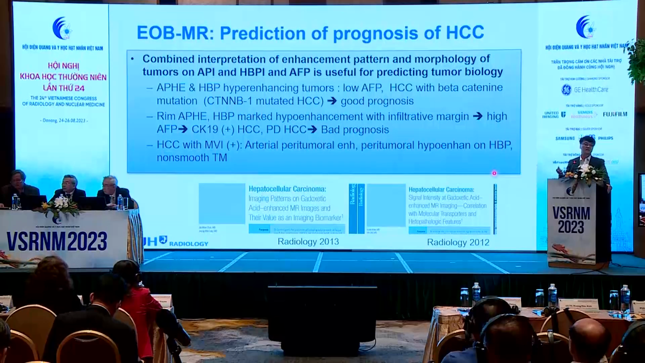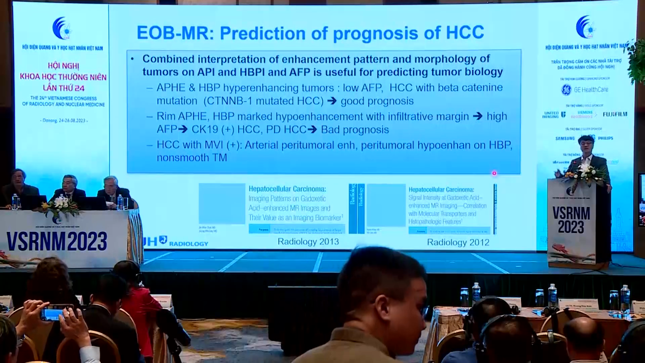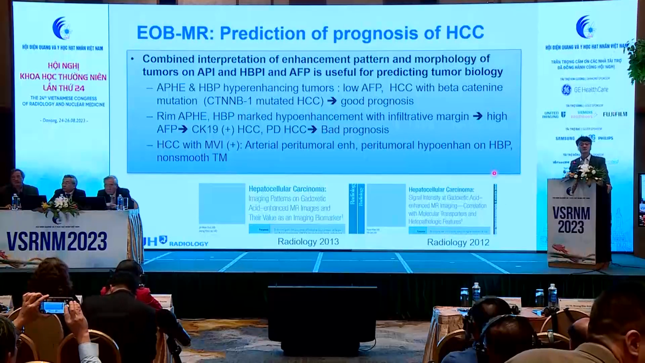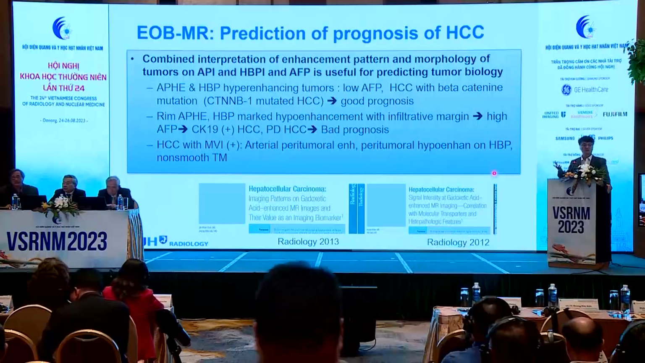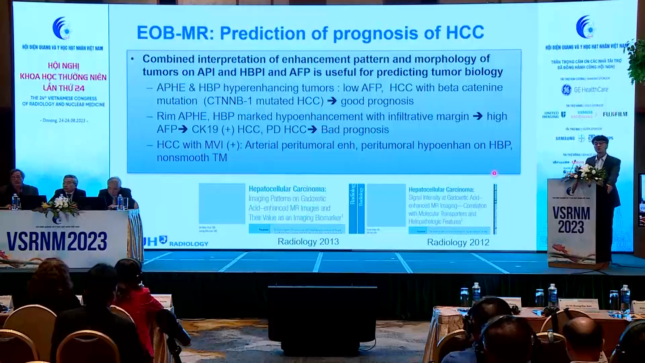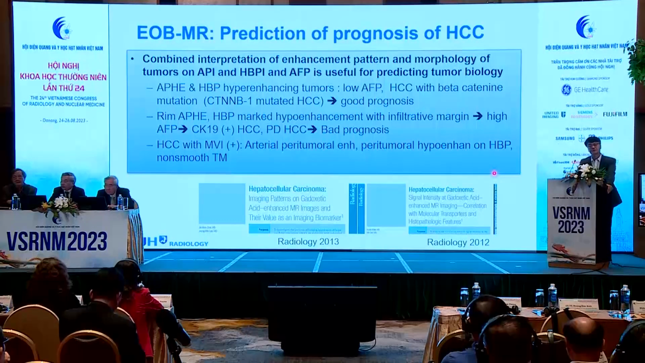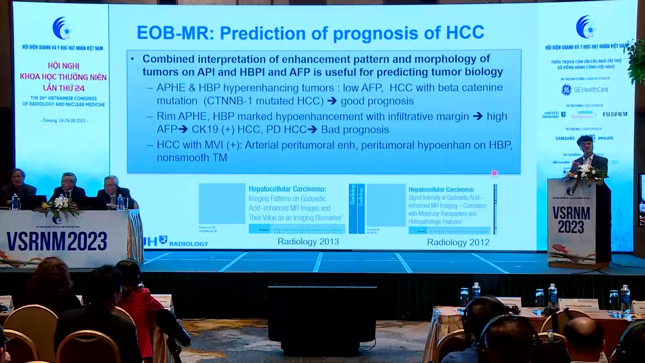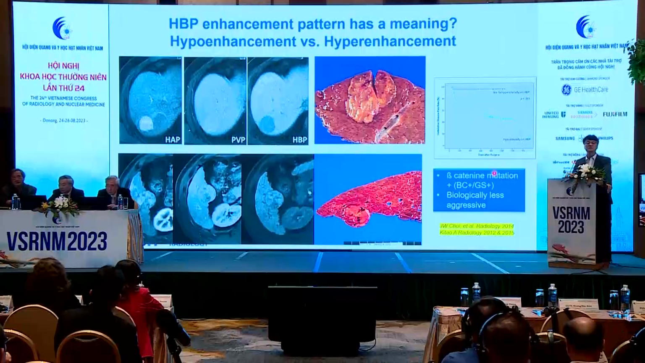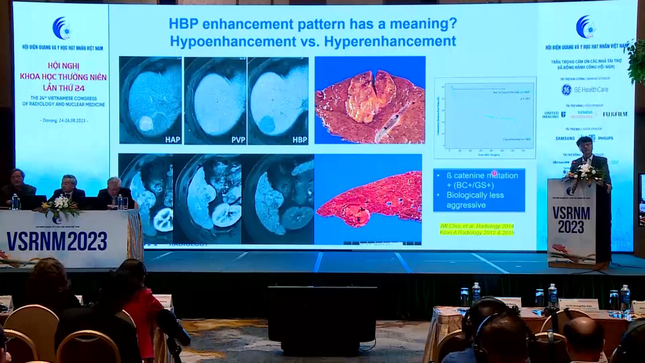The answer is yes. When HCC shows hepatobiliary hyper-enhancement, it is more likely beta-catenin mutated type HCC, and then the prognosis is much better. And also, when the tumor is showing peritumoral arterial hyper-enhancement or hepatobiliary hypo-enhancement or irregular tumor margin, it suggests a high probability of microvascular invasion, which suggests poor prognosis. So using the enhancing pattern of HCC on EOB-MR, you can predict prognosis.